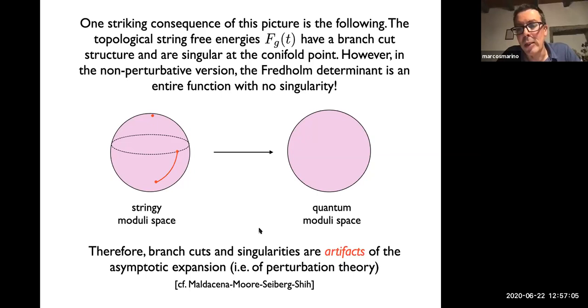We don't have to overemphasize this, because this is already the case in quantum mechanics. You do WKB, you have a potential, you have a curve, the curve is hyperelliptic, you have branch cuts and so on. On the other hand, you know that the solutions to the Schrödinger equation, for example with a polynomial potential, are analytic functions on the complex plane. So this is always the same phenomenon. WKB type approximations give you a complicated complex structure, and the full quantum theory has a very simple analytic structure. So this is also happening here.